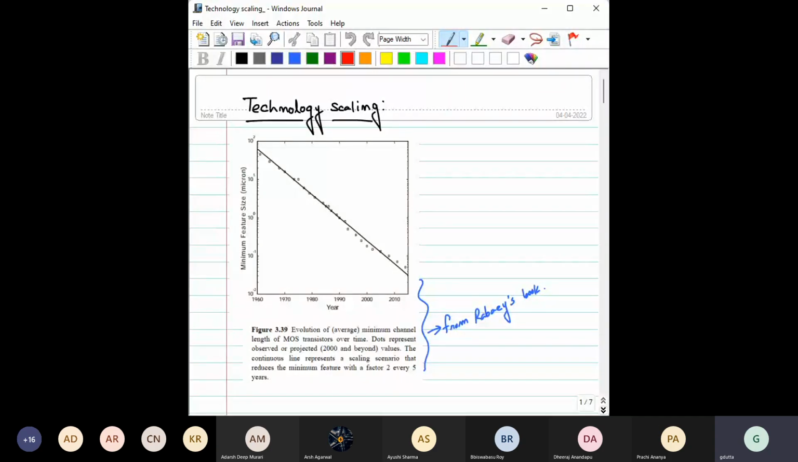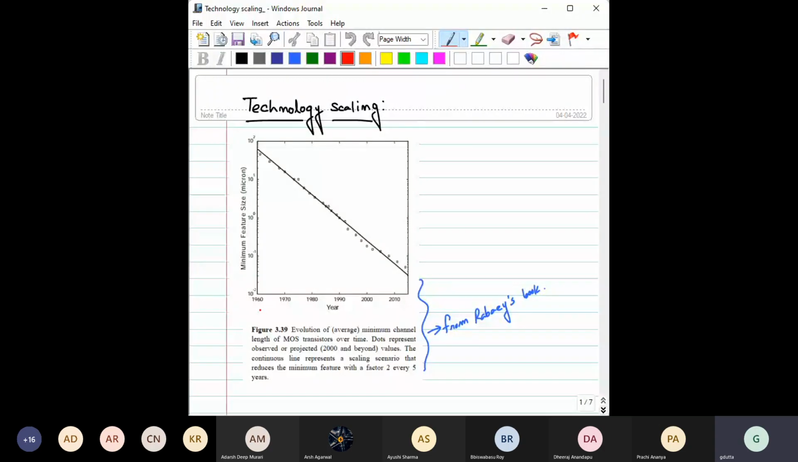So today we are going to start one important topic, which is a small topic only, but let's see how far we can do it. So this is technology scaling. Okay. So technology scaling, all of you are aware of that.